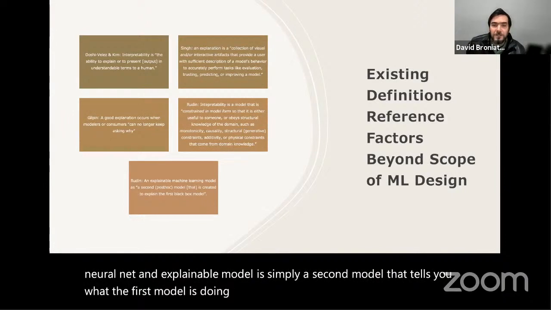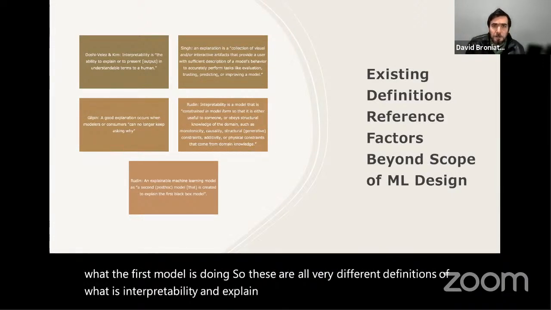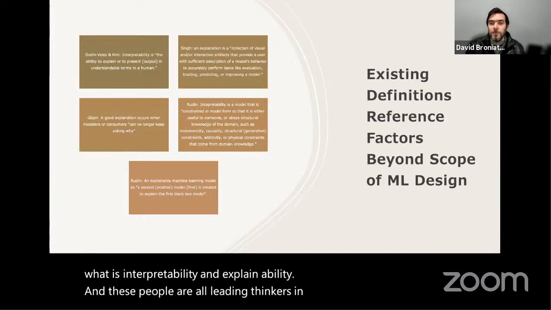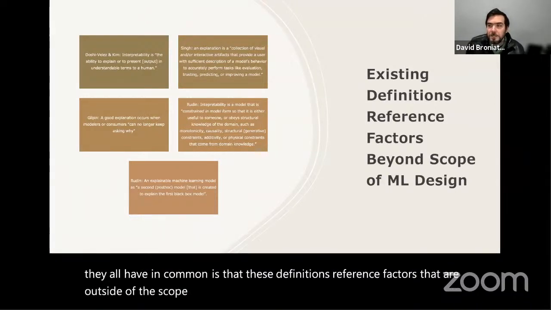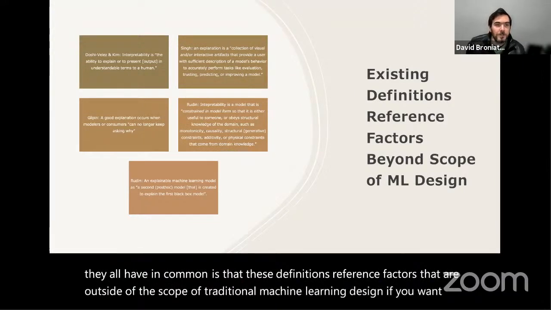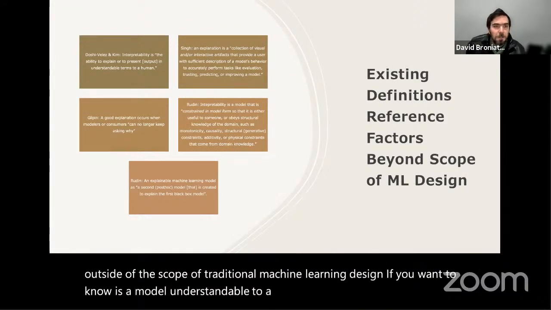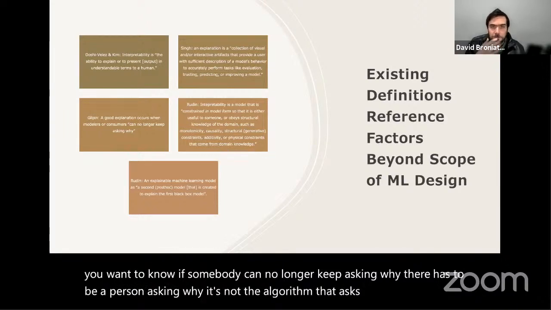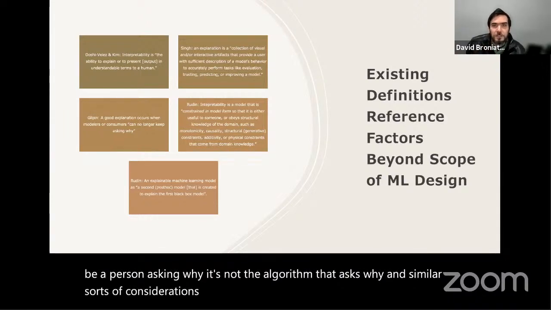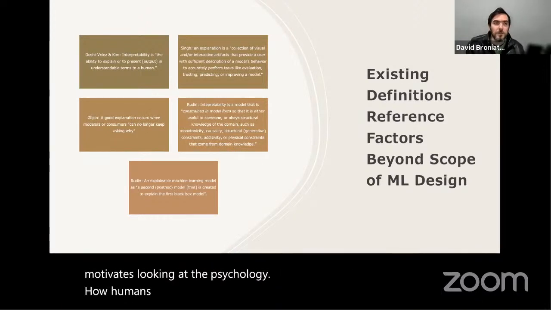So these are all very different definitions of interpretability and explainability. And these people are all leading thinkers in the field. But one thing they all have in common is that these definitions reference factors that are outside of the scope of traditional machine learning design. If you want to know, is a model understandable to a human? Well, you have to ask a human. If you want to know if somebody can no longer keep asking why, there has to be a person asking why. It's not the algorithm that asks why. And similar considerations apply to each of these definitions. And so that really motivates looking at the psychology, how humans interact with these models.